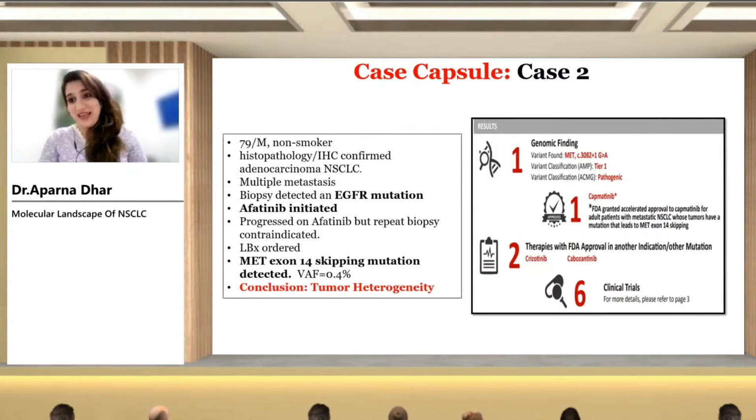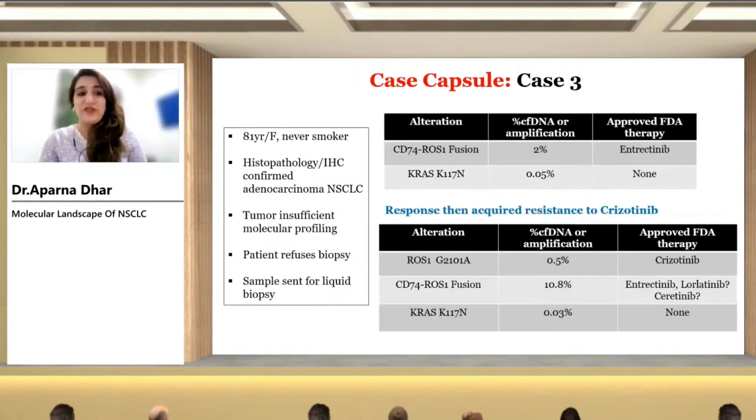And my last case is of an 81-year-old female with NSCLC. Tumor was insufficient, so a liquid biopsy was done. We found a ROS1 fusion. She was started on crizotinib. She progressed. She refused tissue biopsy. We again sent her for a liquid biopsy. ROS1 fusion was persistent. She had acquired a ROS1 G2032R mutation, a known crizotinib resistance mutation. So her physician put her on lorlatinib at this point. It was short-lived. She again progressed.